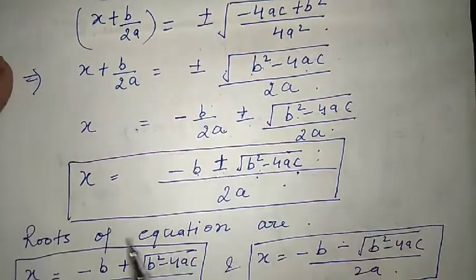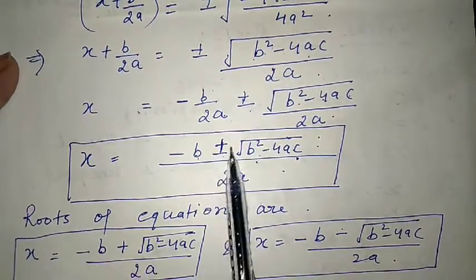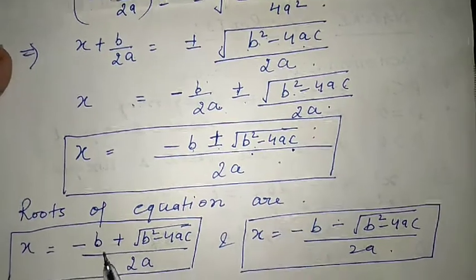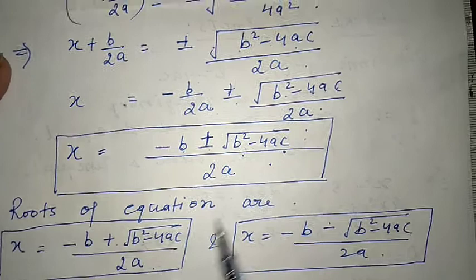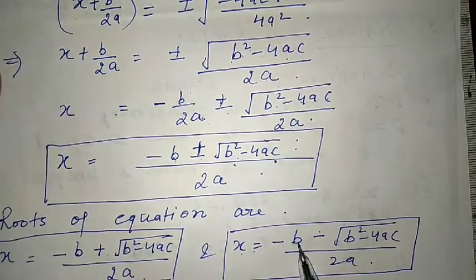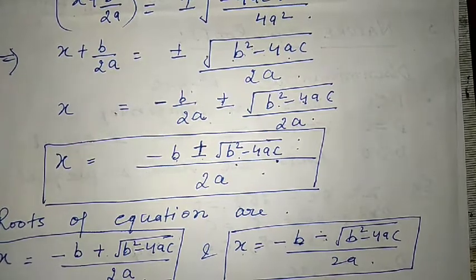Now we can see that we are getting two roots of this equation. One root is, if we take the positive sign, x is equal to minus b plus under root b square minus 4ac upon 2a. The second is x is equal to minus b minus under root b square minus 4ac upon 2a.